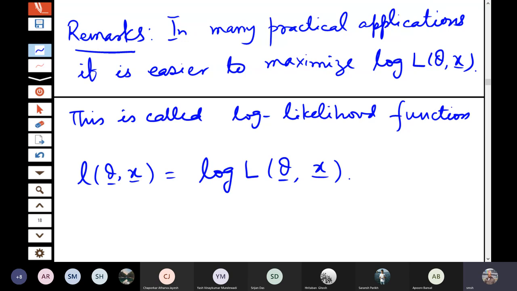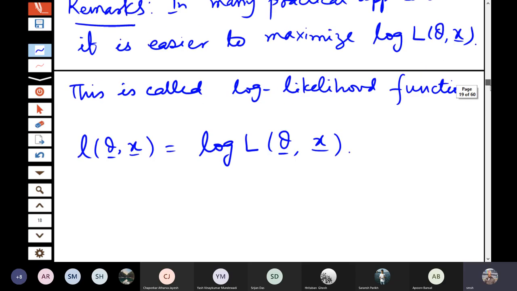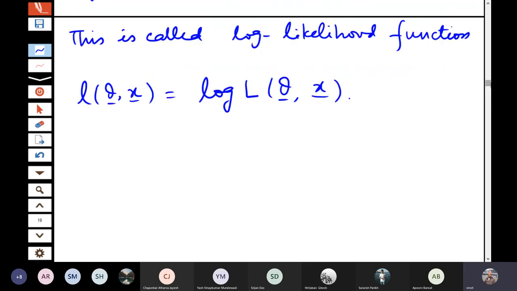So we can consider actually in many of the practical problems that it is easier to maximize the log of the likelihood function, because the mathematical manipulation which is required for the likelihood function may be more complicated. So let me start with some examples here.